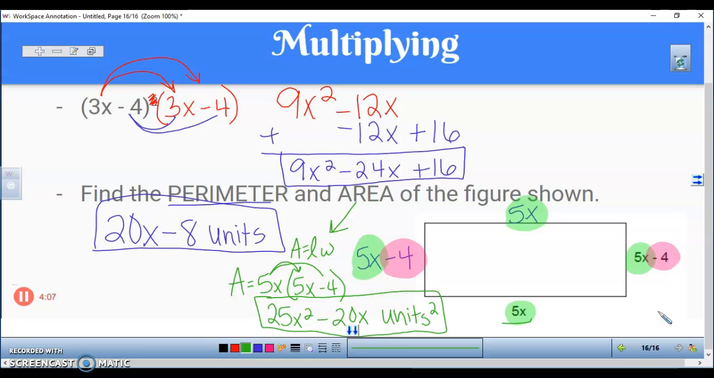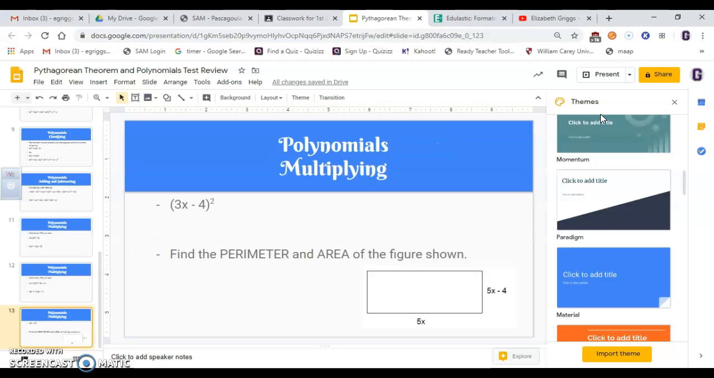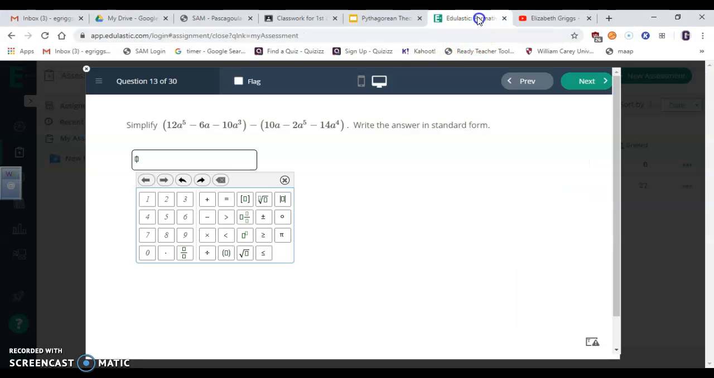All right, last thing. Your test is in Edulastic. You will have to type answers with polynomials in, and you will have to use their equation editor. So I kind of want to show you what it looks like.